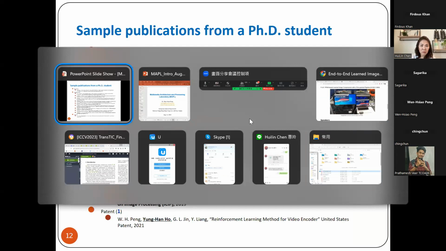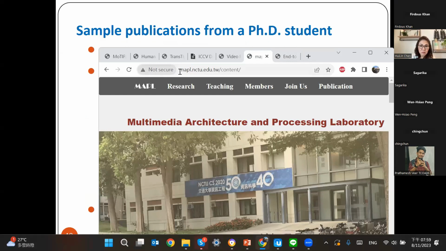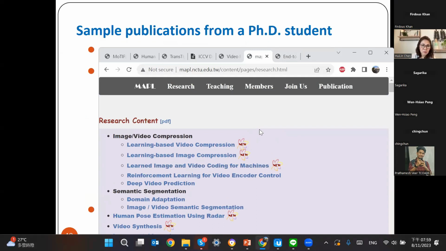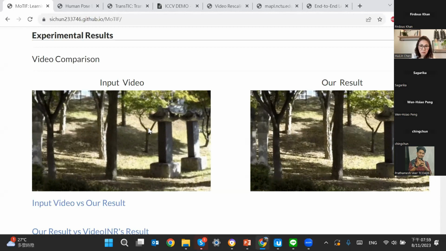Okay. So if you're interested, you can visit our webpage. I think you can just input maple.nctu.edu.tw, and then there is a research tab. You can simply click on this research tab. From there, you can find the research project page for all the work we have done. And in particular, if you visit one of the research pages, this shows you some video demos that will be presented at the ICCV this year.